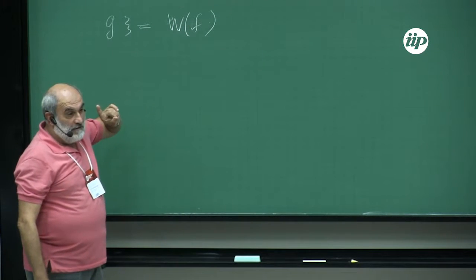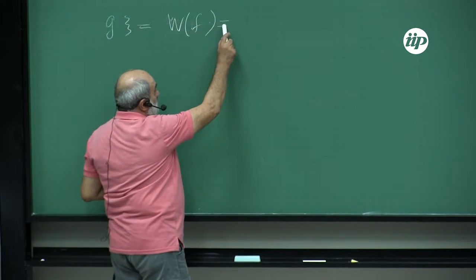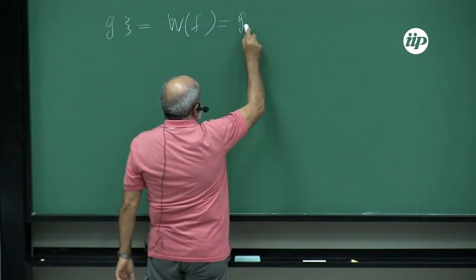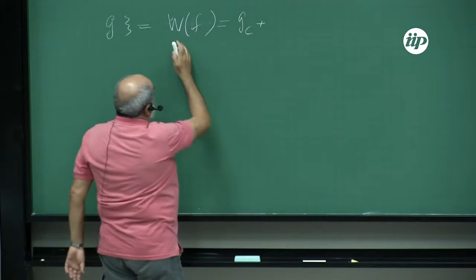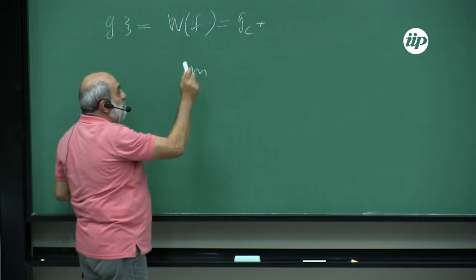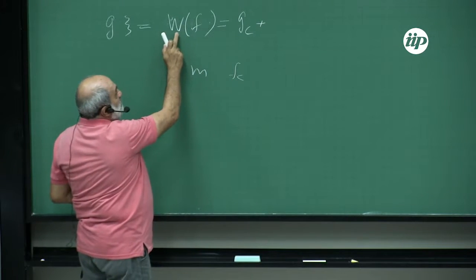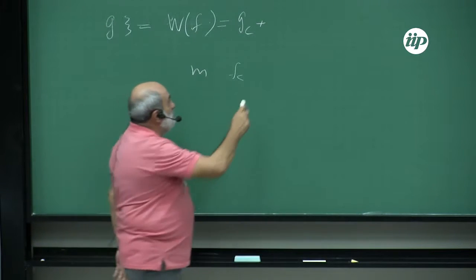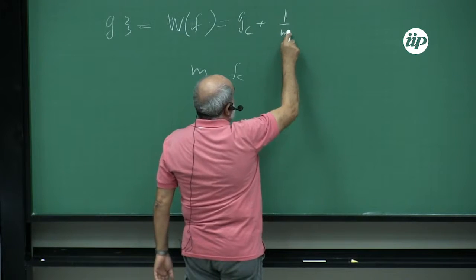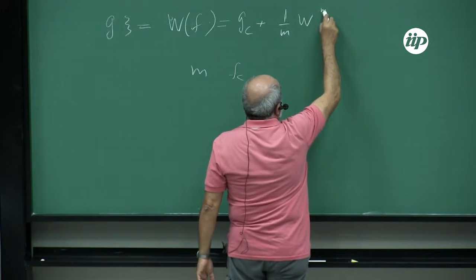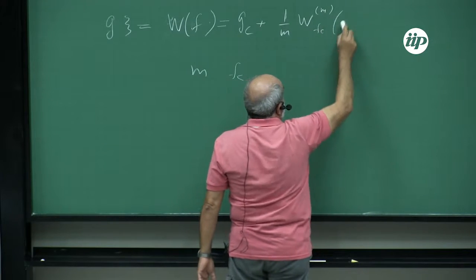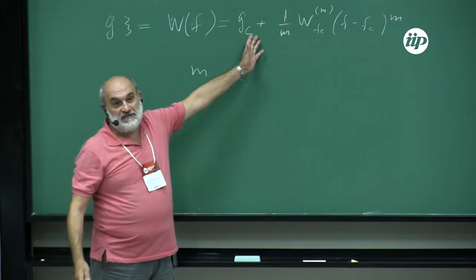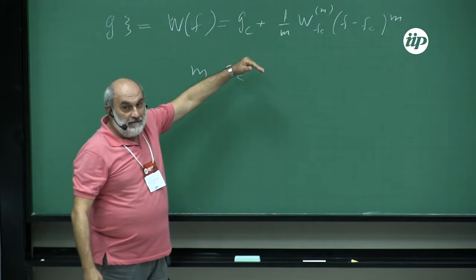And this function depends on the potential V. It has the property that it is equal to a constant plus, say, the first m derivatives at some point F_c of this potential are 0. It's a critical point of order m. So the next term here is 1 over m factorial, the m-th derivative at the point F_c. One can imagine that there is this type of potential, right?